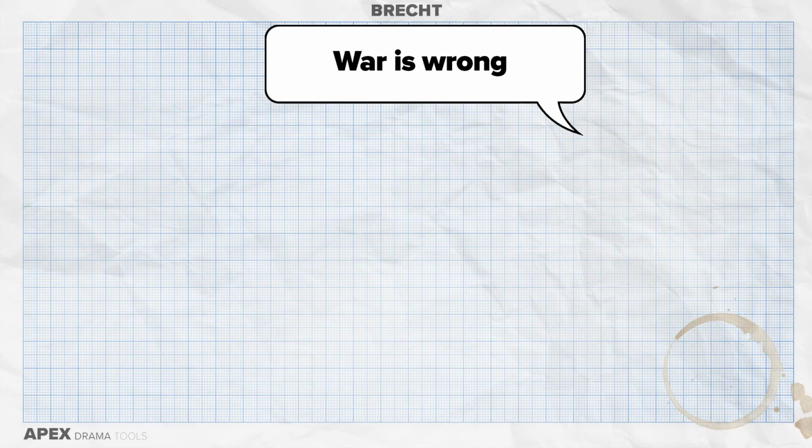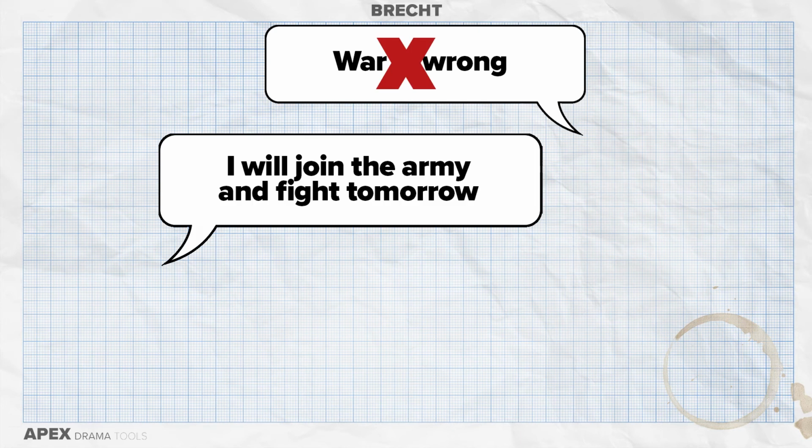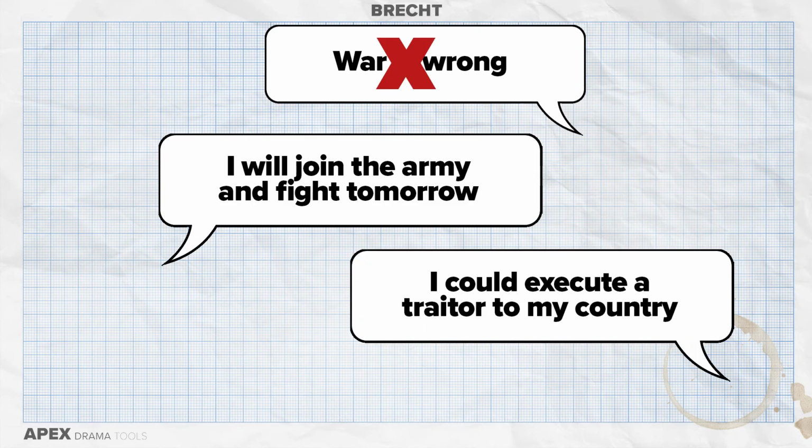If characters are spending a lot of time floating in the middle in indecisive land, consider upping the severity of the statement from "war is wrong" to "I will join the army and fight tomorrow," or "I could execute a traitor to my country," to help bring out the characters' honest opinions. This exercise will help bring out the social and political issues of the play, as well as what the actors' and the characters' viewpoints on them are.